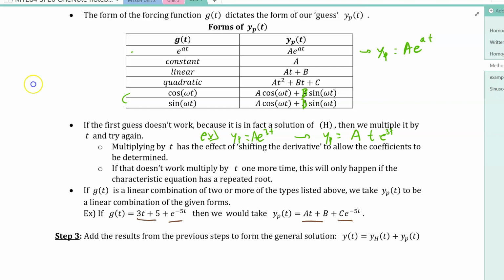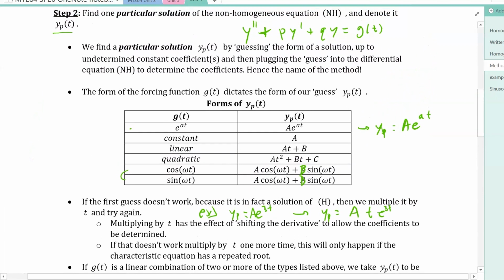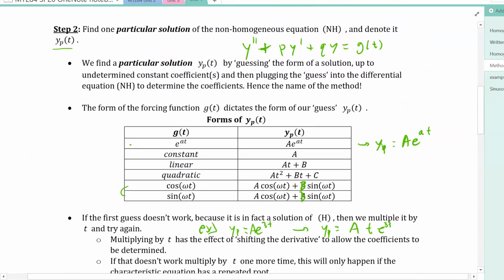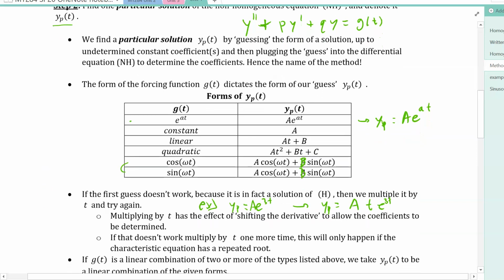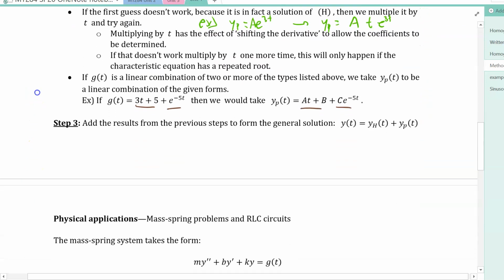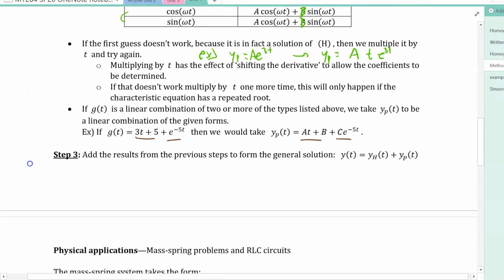Again, depending on the right-hand side function, depending on the forcing function g of t, we're going to guess the form of a particular solution, plug it into the differential equation, and then determine what that coefficient, or coefficients if you have more than one, actually have to be. We're going to see some examples of this process in a minute here. And then the last step is that we're going to just add the results together. So step 3 is pretty easy. Steps 1 and 2 are where the work is.